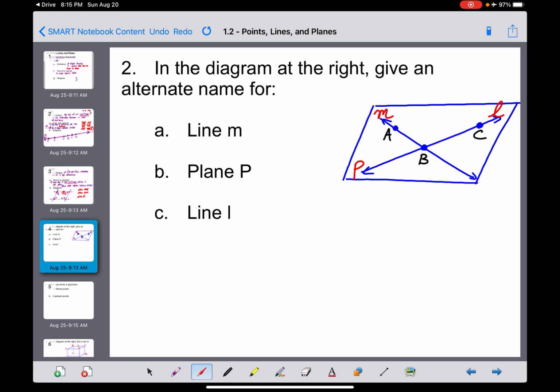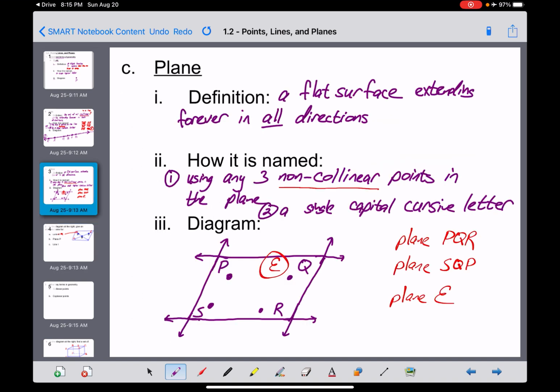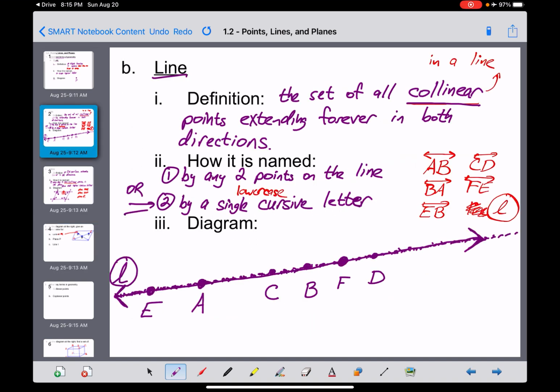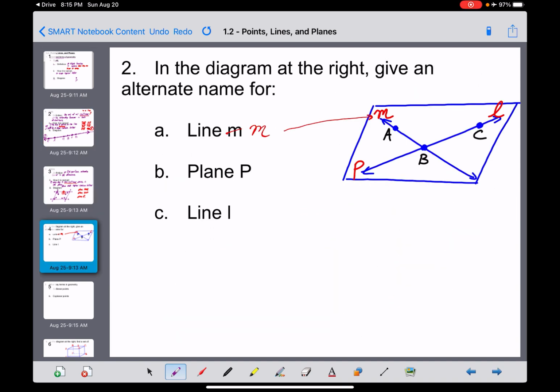And what I really should have done, I can't type this, sorry guys, is that should have been cursive M, because it's in reference to this right here. So what is that? That's a single lowercase cursive letter, and that's what we said we use right here as one way of naming a line. So that's what we're talking about right here, line M. So we're talking about this line right over here, and the other way of naming a line, we said, would be by using any two points that are located on that line. And what points do we see on line M? Point A and point B.